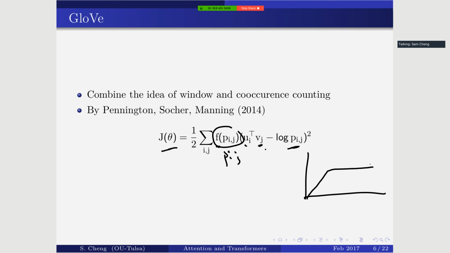So when this co-occurrence probability is too high, they just want to clip it off. They don't want some of these words that appear too frequently together, for example "he is", to overload the model basically. So they have this f function to keep off this effect here. And this is the GloVe model.